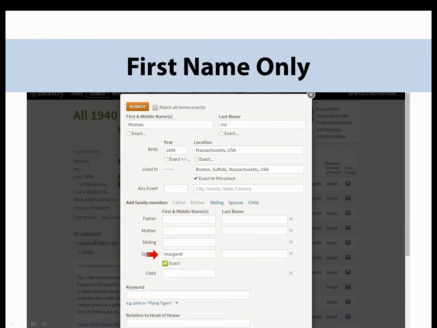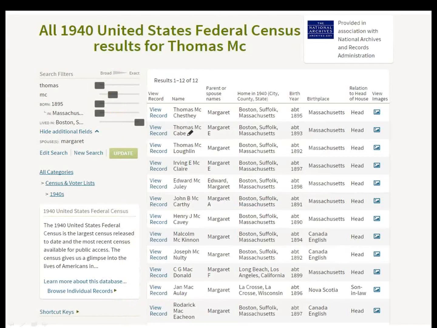So when we search for that, we find the first hit there is Thomas McChelsley. Close, right? The right spouse's name is there. The birth year is about right, so everything looks pretty good. But we always want to look at the original. We don't want to always look at the transcription, because there's a chance that the person who was transcribing it made a mistake.